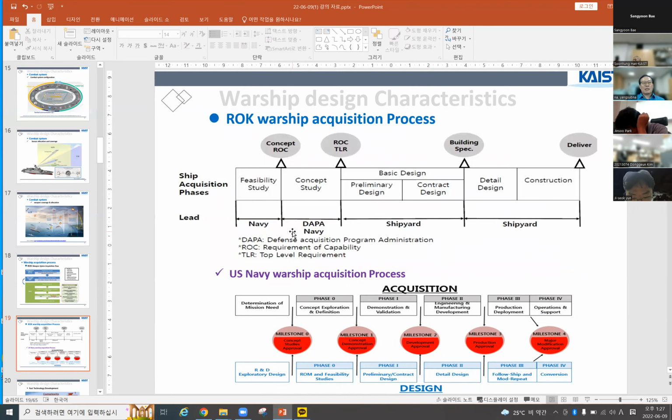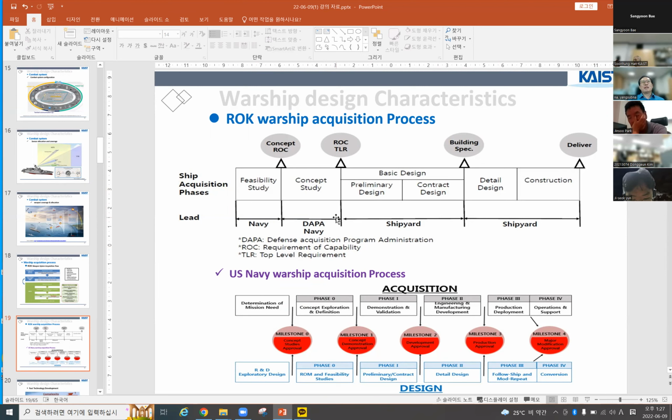In my country, it goes feasibility study, concept design, basic design, detailed design, and construction like that. The feasibility study takes about 1 year, the concept design about 1 year, the basic design two years, and the detailed design 3 to 5 years. So the feasibility study and concept design are led by the Navy and DAPA, and the basic design by the shipyard. The construction is also by the shipyard. So all the design phases are closely connected and interfaced.